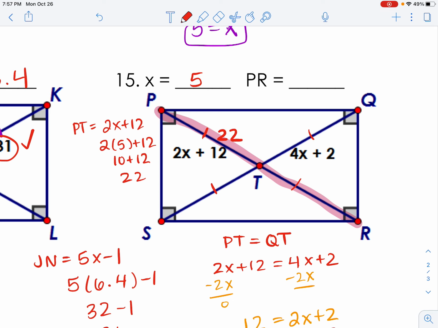Well, because point T is the midpoint of PR, so it bisects that line segment into 2, I know that PT equals RT, and so this piece must also be 22. And now if I want to find the total distance of the line, I would sum those two together. So 22 plus 22 is 44.